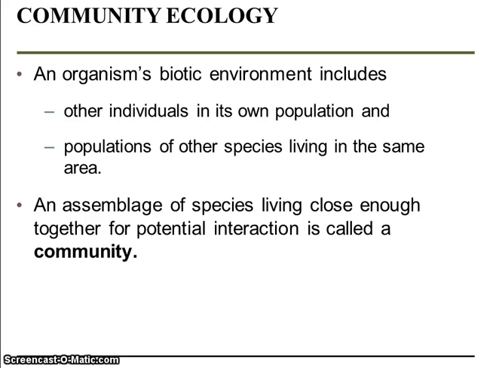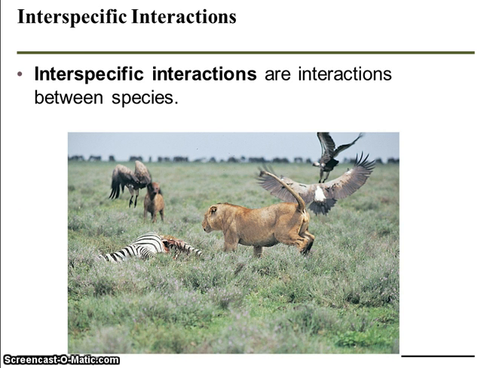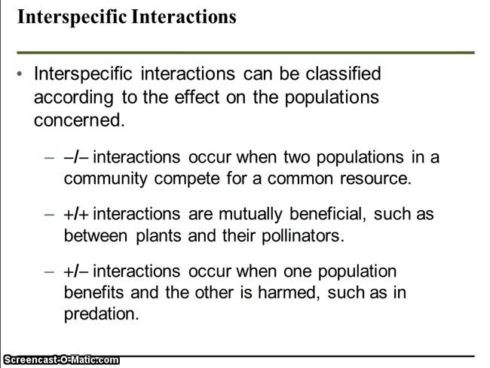Welcome back to Chapter 20, Part 2. We're going to get into community ecology. So that's species interacting, and we're going to look at how those different species work together, or don't. So we're going to look at interspecific interactions. So inter, between specific species. So as you can see here, it's those different interactions that occur between species.